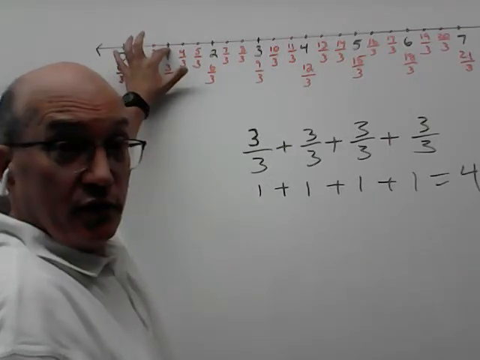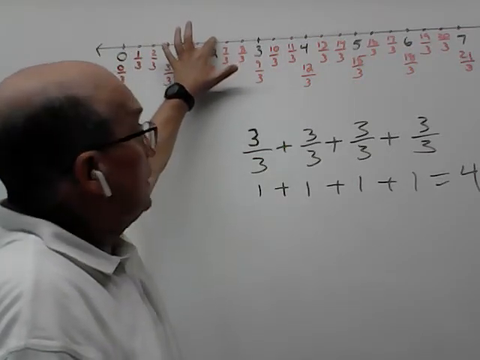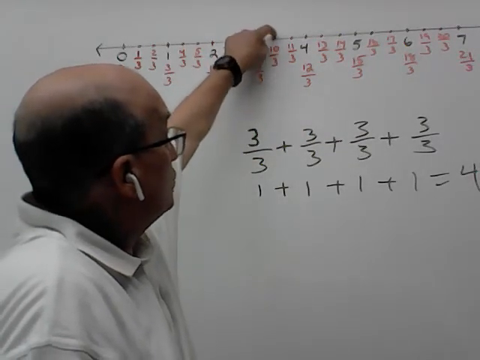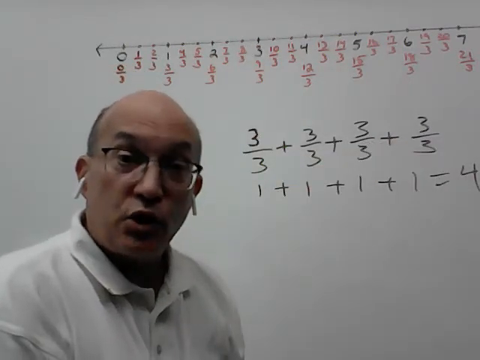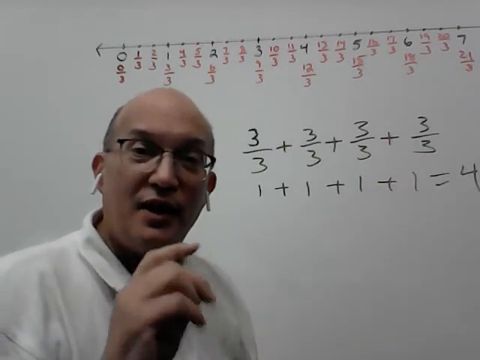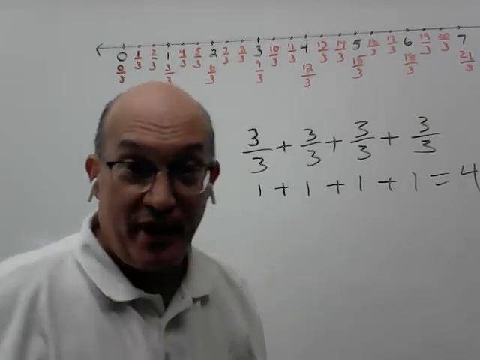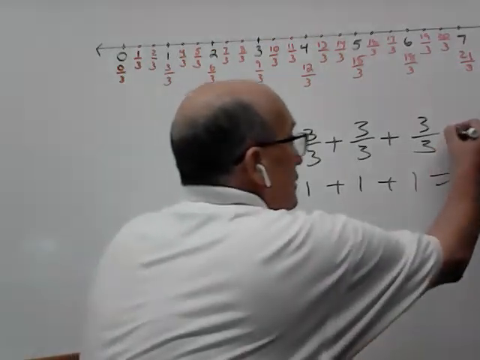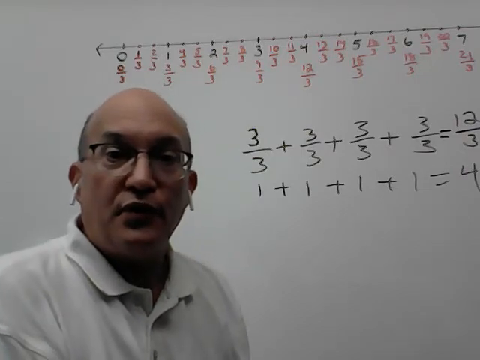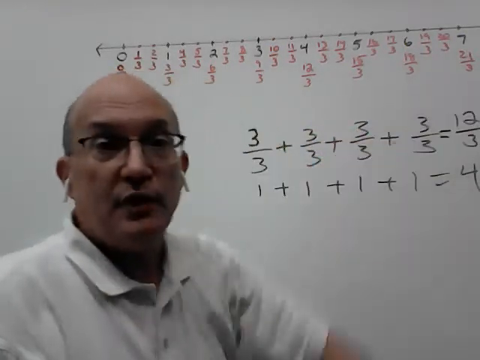If we start at 3/3 and add another 3/3, 1, 2, 3, now we're at 2. And then we add another 3/3, 1, 2, 3/3, now we're at 3. And we add another 3/3, 1, 2, 3, and we're at 4. It's 12/3, right? 3/3 plus 3/3 plus 3/3 plus 3/3 is 12/3. Notice when we're adding fractions, we never add the denominator. Never. 12/3. And of course, the 12 comes from 3 plus 3 plus 3 plus 3 is 12.